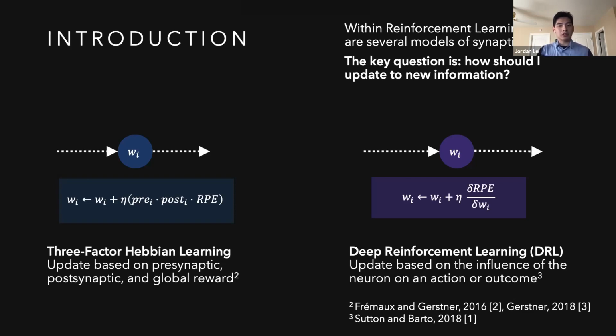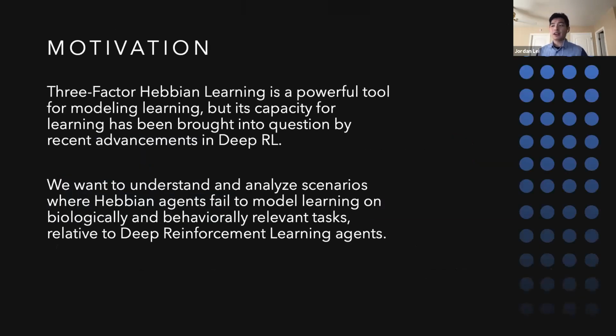Now that brings me to the motivation behind this project. Three-factor Hebbian learning has been shown to be a powerful tool for modeling learning in neuroscience, but its capacity for learning has recently been brought into question by recent advancements in deep reinforcement learning, which have been shown to be able to tackle some very complex problems. We want to understand and analyze scenarios where Hebbian learning might fail to model learning on biologically and behaviorally relevant tasks relative to deep reinforcement learning agents. And in doing so, motivate the use of deep reinforcement learning to understand how the brain might overcome these problems.